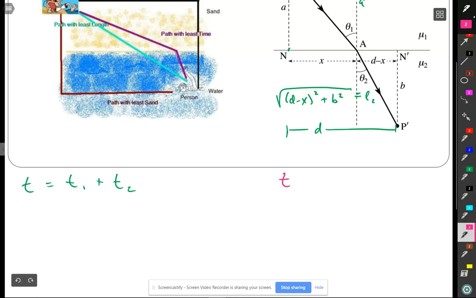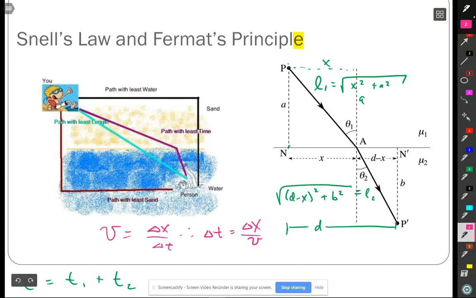So we know by definition V is delta X over delta T, right? That's the definition. So if I want to find delta T, that's delta X over V. That's all fine and good, but I want to introduce one more thing. Speed. We've talked about the index of refraction. How does index of refraction relate to speed?